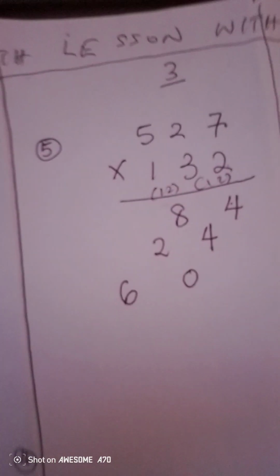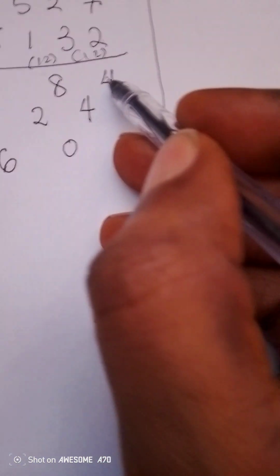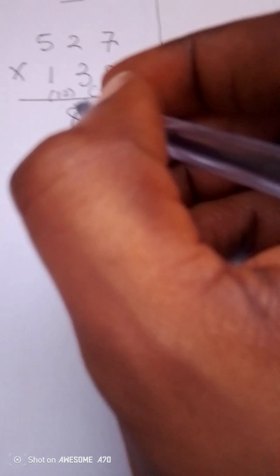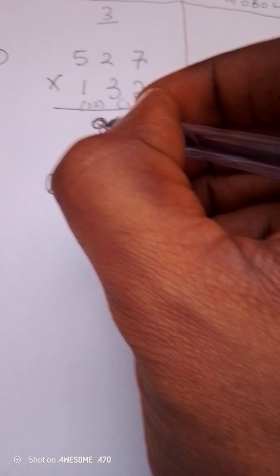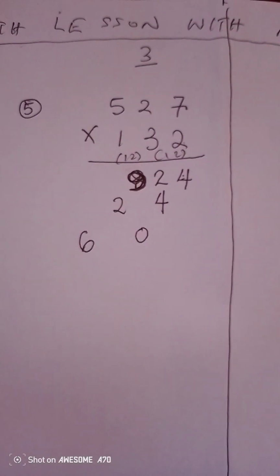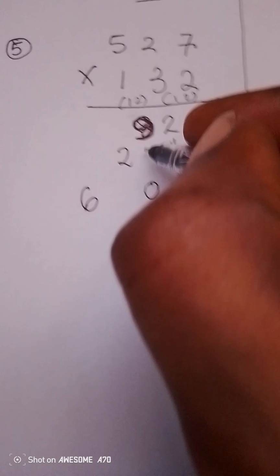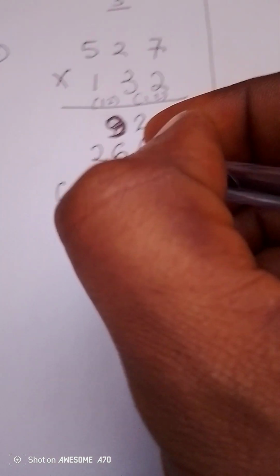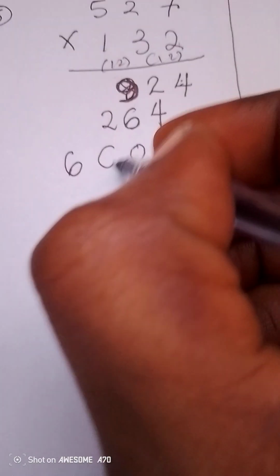You add up. You add up just like in the other cases. 8 plus 4 gives you 12. So you have your 2 and 1. That one you add to this 8 to give you 9. So you change this 8 to 9. Or you can decide to put the 1 here. So it becomes 924. Now, in this case, 2 plus 4 gives you 6. You put the 6 in between. And 6 plus 0 gives you 6. You put the 6 in between.